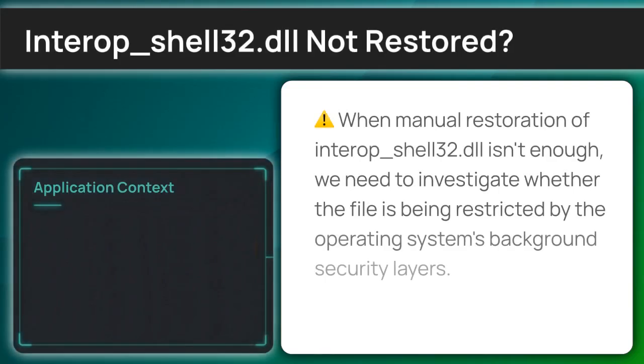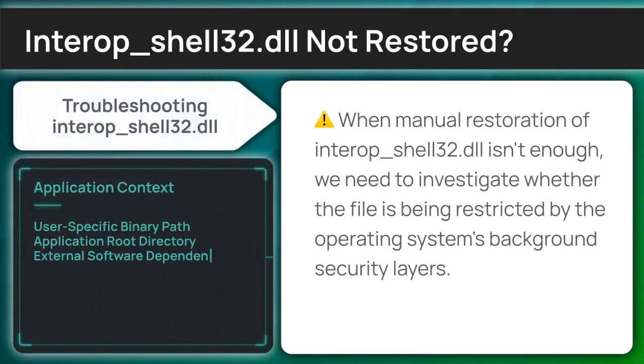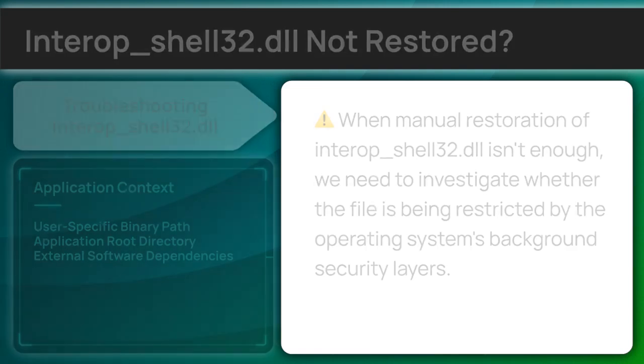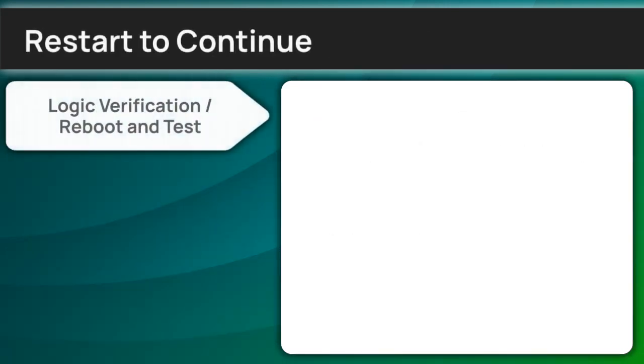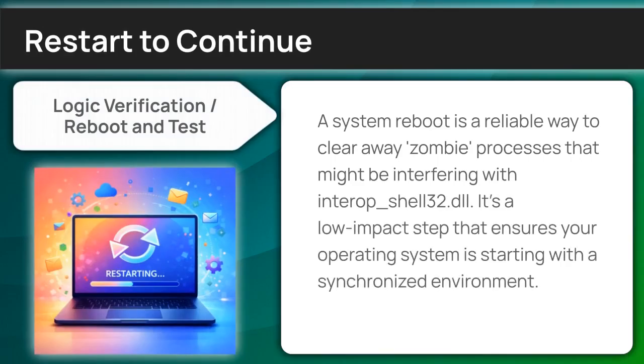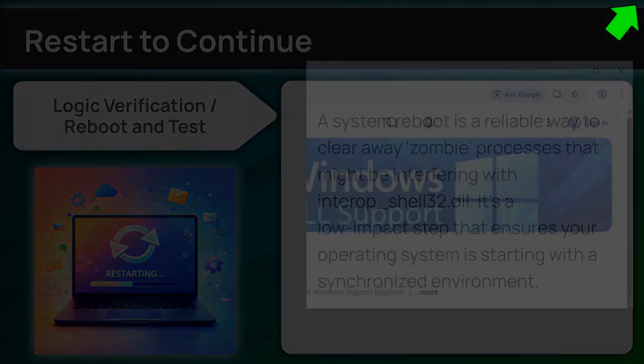If you are still encountering the error after following the official setup, it's time to investigate the underlying system architecture. A standard restart allows the Windows bootloader to rescan your system directories and potentially recognize an unregistered Interop Shell32 library component.